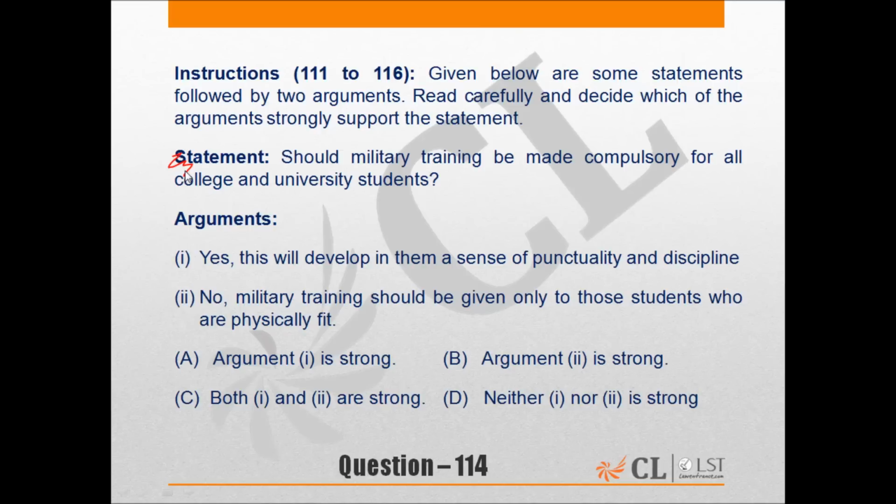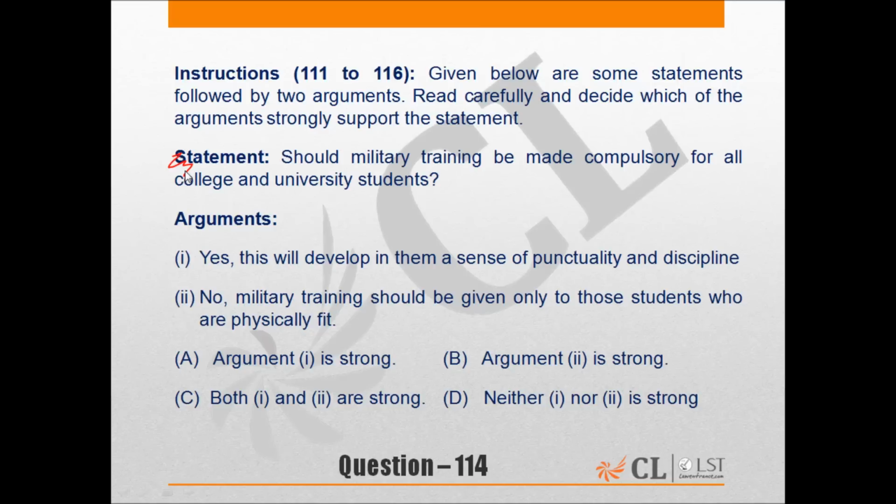So argument 2 straight away becomes weak. It is not at all directly linked to the given statement. The statement is asking about whether military training should be made compulsory for all students. So, a strong argument over here would talk about the benefits that military training will bring to college and university students, which is what argument 1 does.